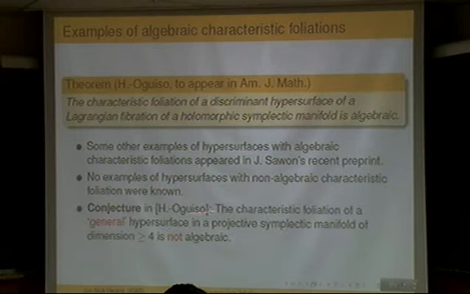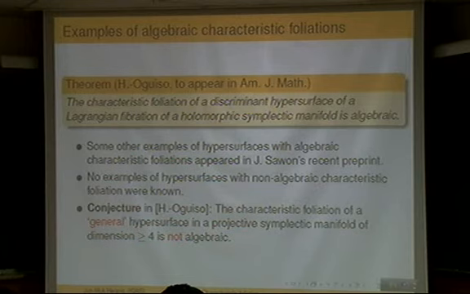And there was a conjecture I made with Ogiso that the characteristic foliation of a general hypersurface in a projective symplectic manifold of large dimension, at least 4, is not algebraic. Because hypersurfaces with algebraic characteristic foliation seem to be of a very special nature in the examples, and have some special properties, we thought that if you just choose a general hypersurface in a reasonable sense, then the characteristic foliation must not be algebraic.